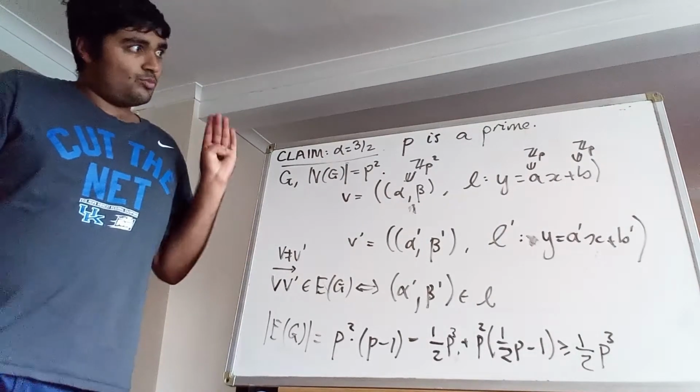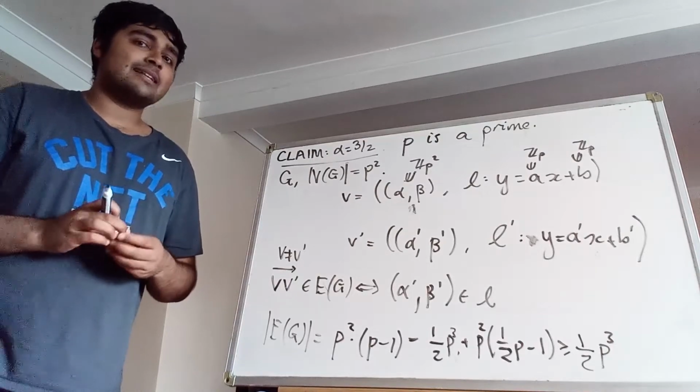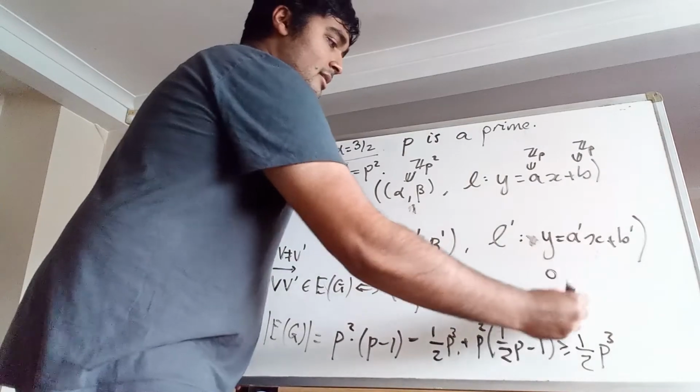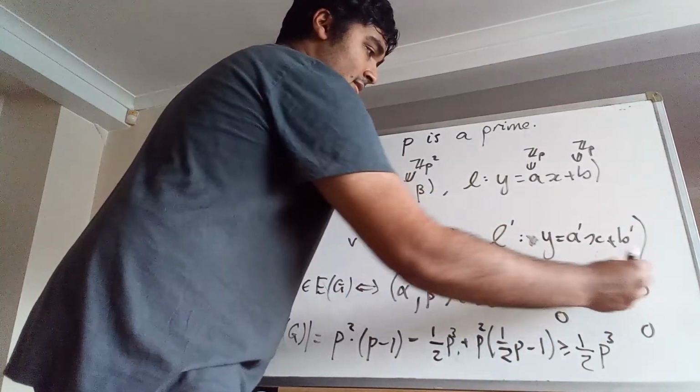And now what we want to do is check that this graph here also has the property that it doesn't have any subgraph of the form that looks like this.